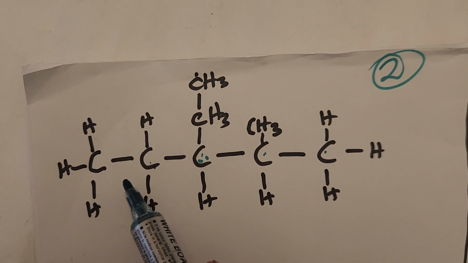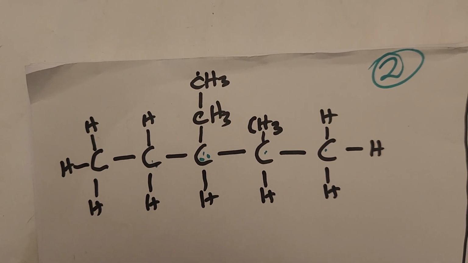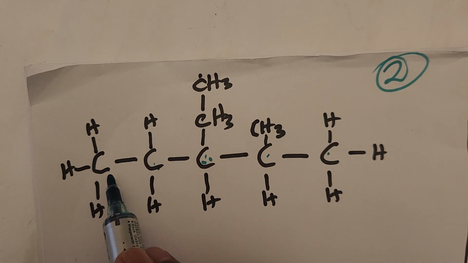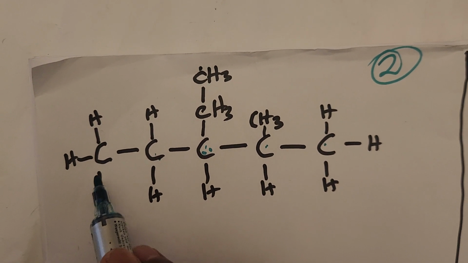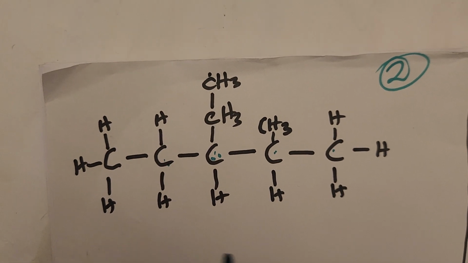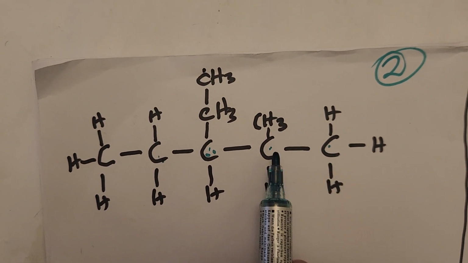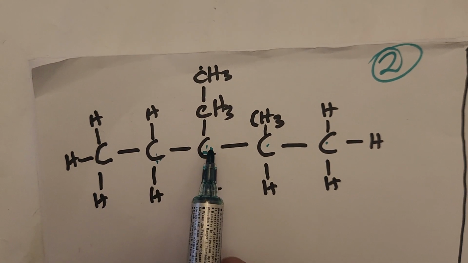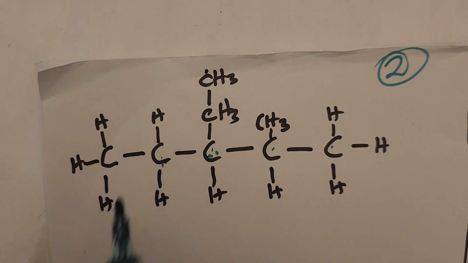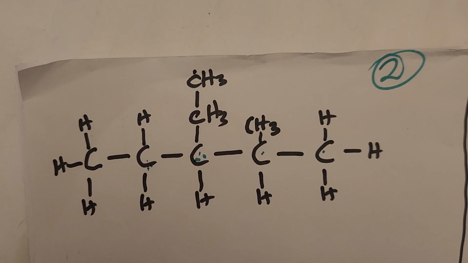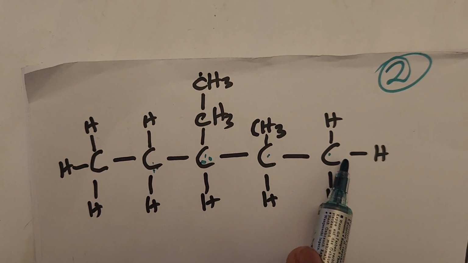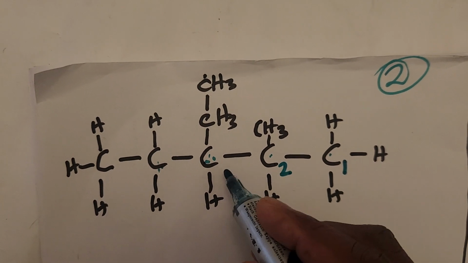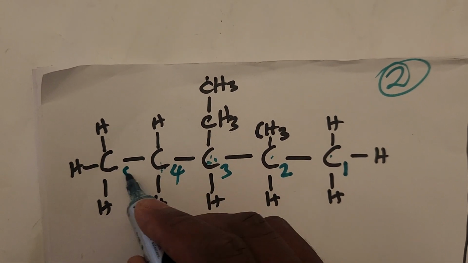But how do we now number the carbon atoms? We'll number the carbon atoms from the side closer to the branch. In this case, let's go 1, 2. At carbon number 2 I've got methyl. 1, 2, 3, we number this side. At carbon number 3 we have got ethyl. Therefore we'll number from the side closer to the branch. Therefore carbon number 1 will be this one, number 2, number 3, number 4, number 5.